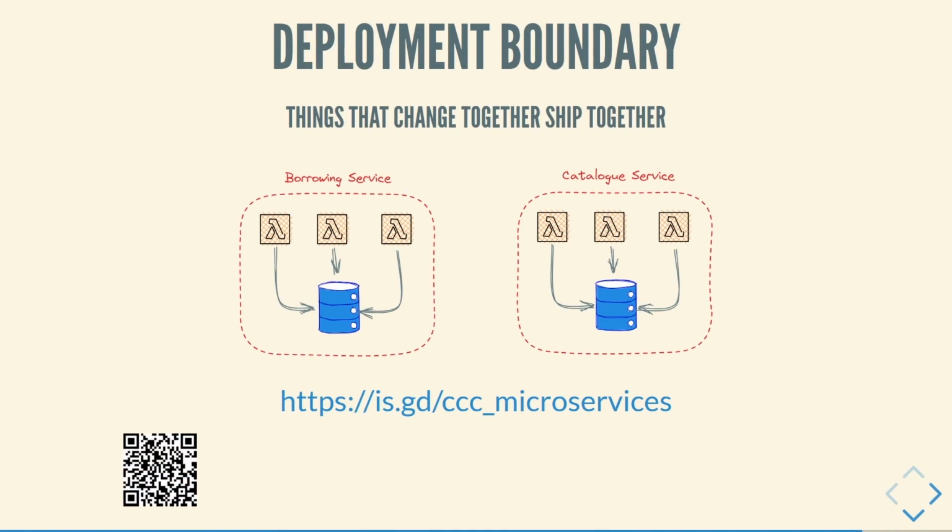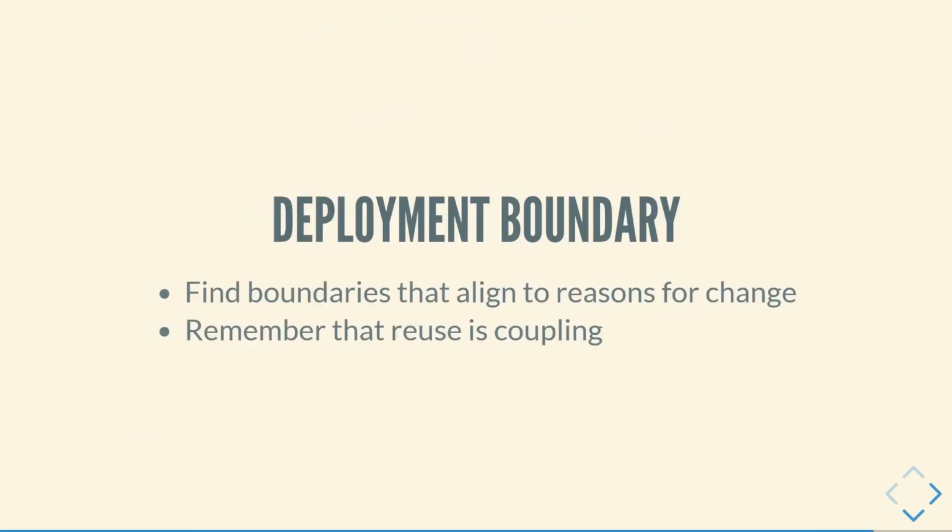Our first boundary is the deployment boundary. So we use microservices to separate our systems into pieces that we can deploy individually. We don't share databases or common libraries if we can help it. So when we're looking for deployment boundaries, remember that things that change together ship together, and that every time we reuse code, we introduce coupling between the usages.